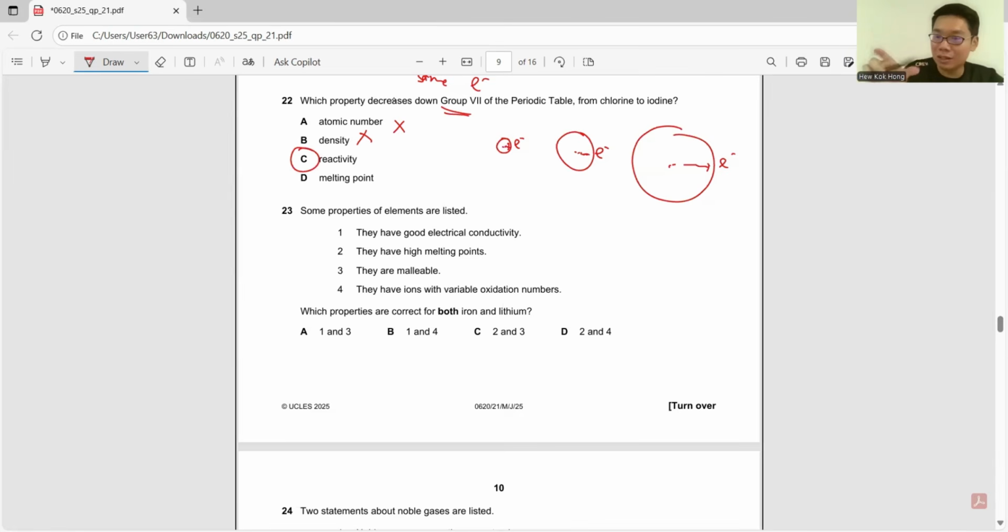Due to the distance being further, the attraction forces are weaker. Melting point, when going down the group, goes from gas to liquid to solid. So that's why melting point is increased also.